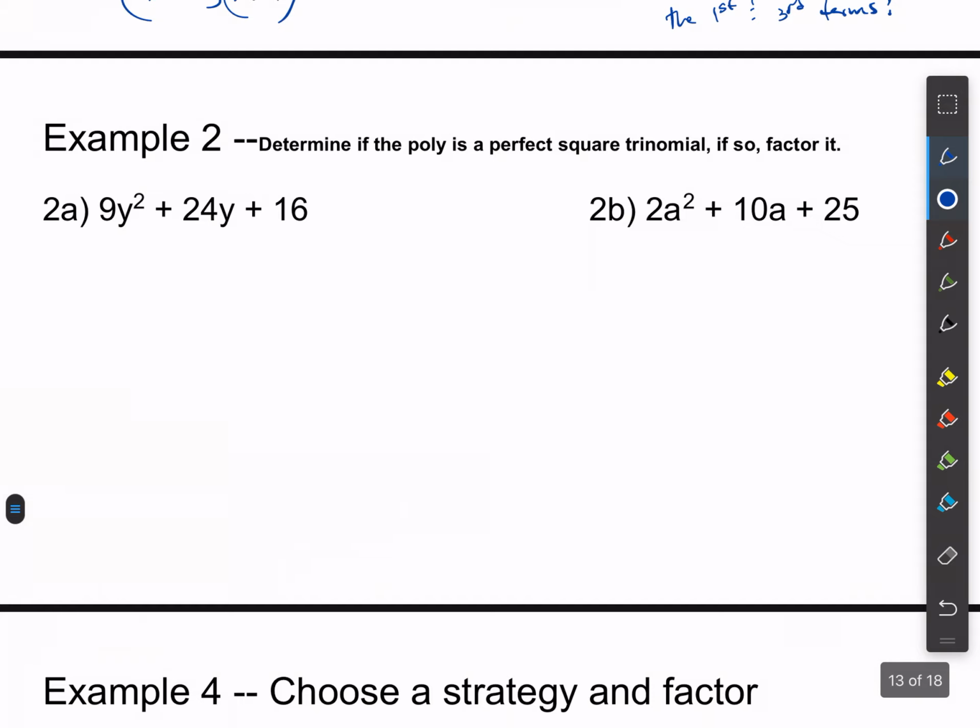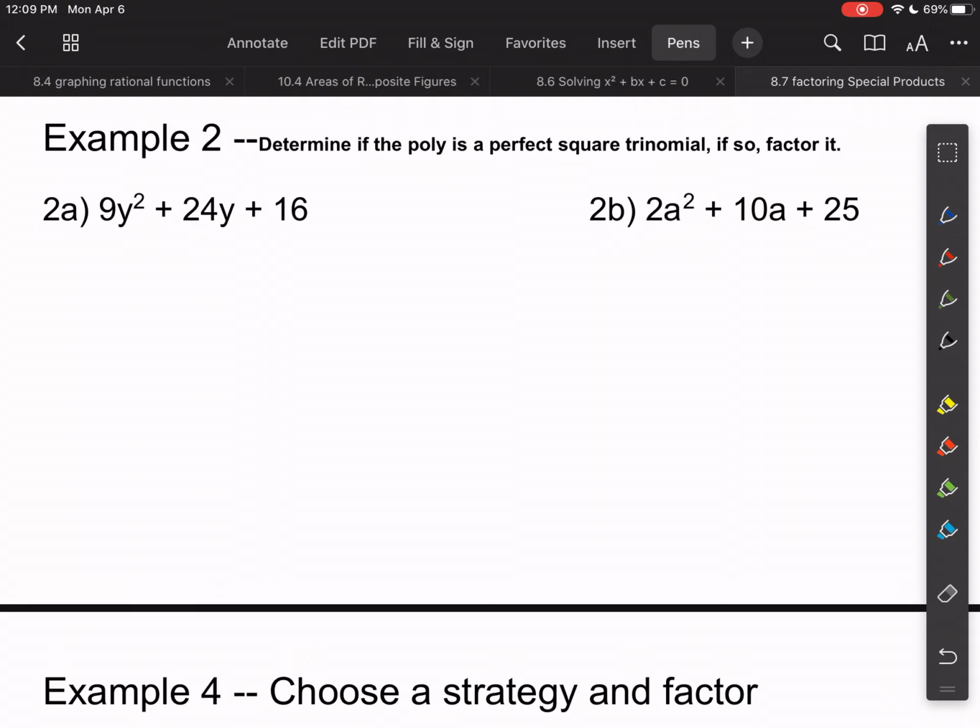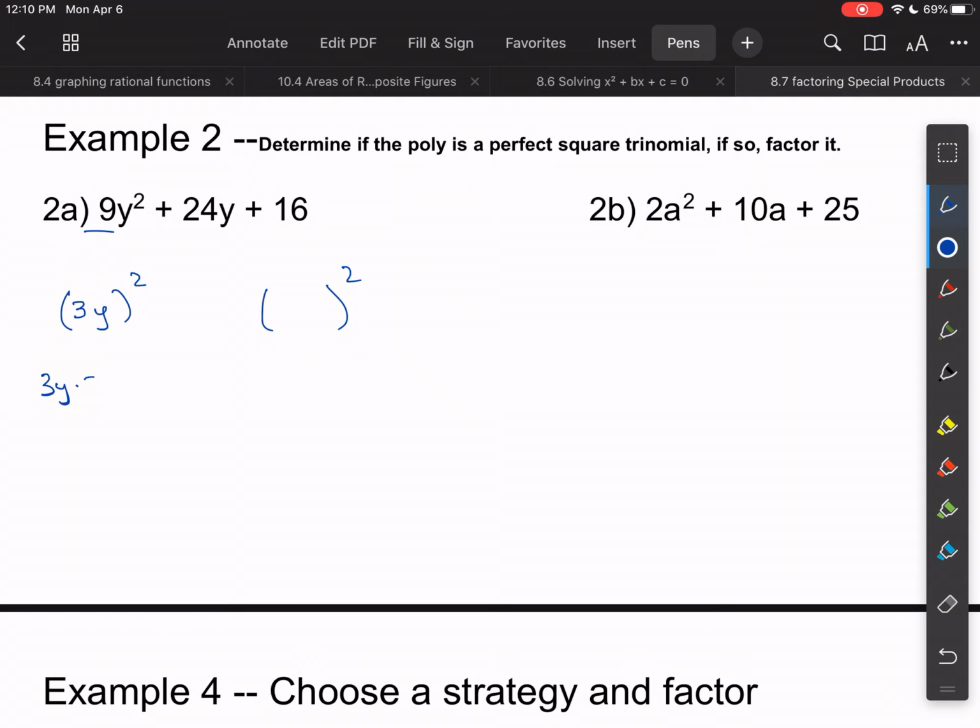So example 2 says, determine if it's a perfect square trinomial. If it is, factor it. Here are the steps. Can I write this first term as something squared? I'm going to check that, and then I'm going to do the same for the last term. The square root of 9 is 3. The square root of y squared is y. So 9y squared is the same thing as 3y times 3y. 3 times 3 is 9, y times y is y squared. So that can be written as something squared.